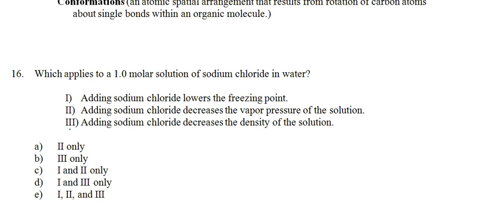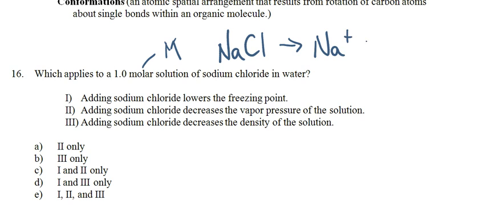Alright, number 16. Which applies to a 1 mole solution. Now, mole means molarity. A 1 molar solution of sodium chloride in water. Now again, sodium chloride, is that soluble or not soluble? Very soluble. Okay. Sodium chloride dissociates 100%. Now, adding sodium chloride lowers the freezing point. Well, yes. And make sure that you know what the Van't Hoff factor is for this.